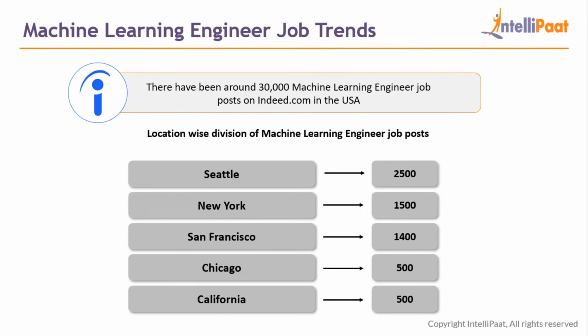Well, if you think India was just the common playground, think about the world right now. Let me bring you a couple of statistics from the United States of America, guys. There are about 30,000 machine learning engineer jobs posted again. Seattle has about 2,500 job postings. New York wants 1,500 machine learning engineers. San Francisco wants 1,400 of us. Chicago wants 500. California wants 500. Again, these numbers just keep going up.